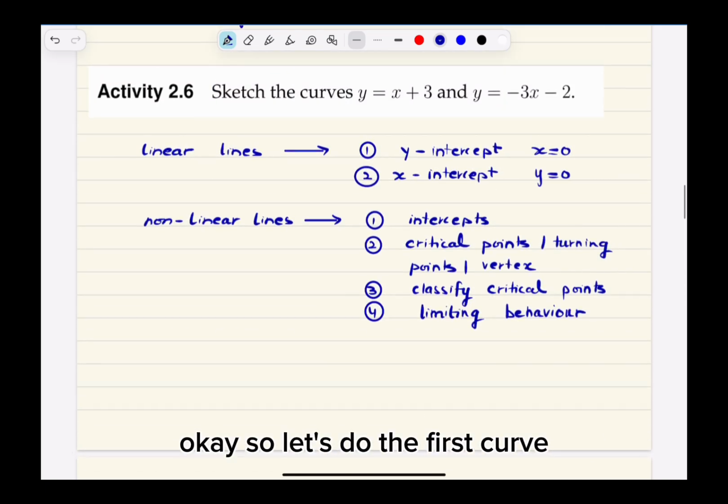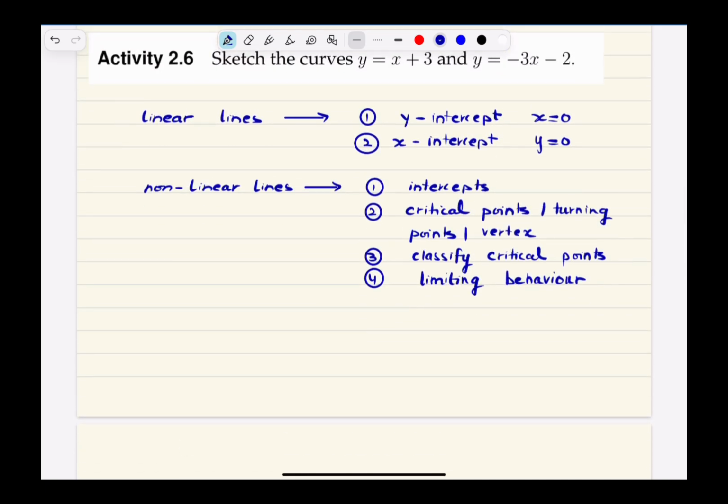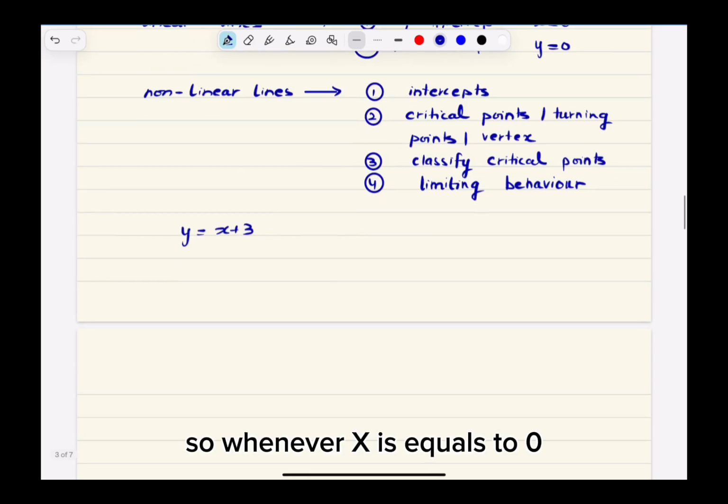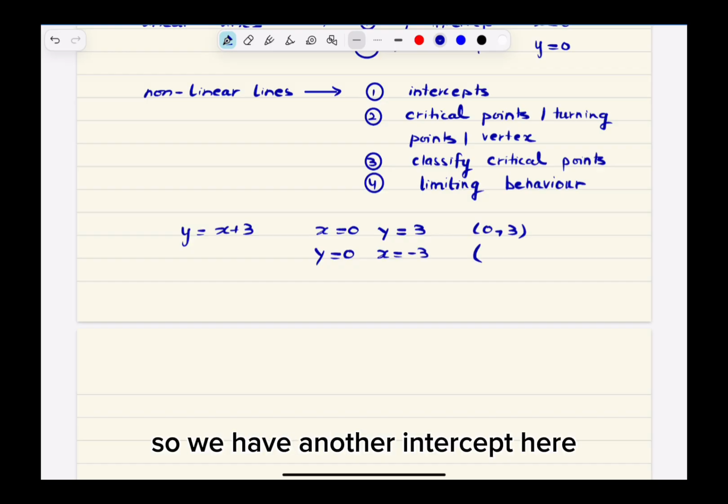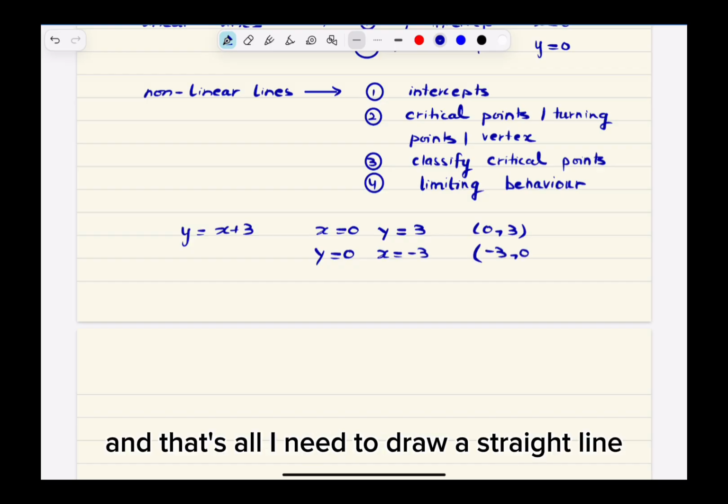Okay, so let's do the first curve. The first is y is equal to x plus 3. Whenever x is equal to 0, y is going to be equal to 3. So I have one intercept here. And whenever y is equal to 0, x is equal to minus 3. So we have another intercept here, minus 3 and 0. And that's all I need to draw a straight line.